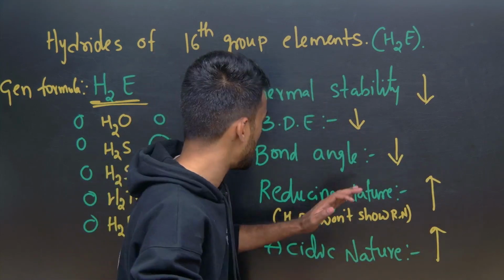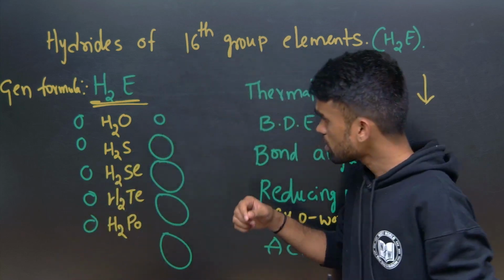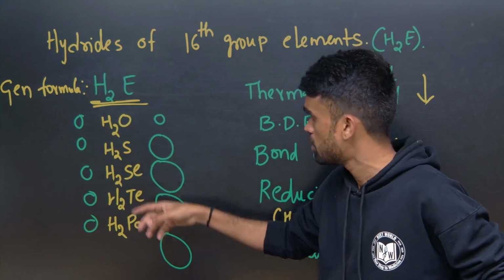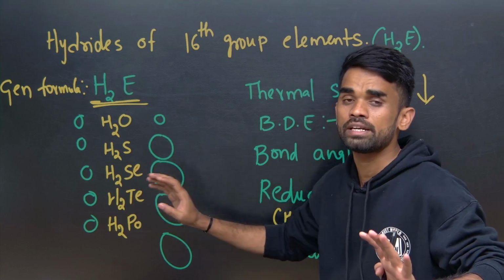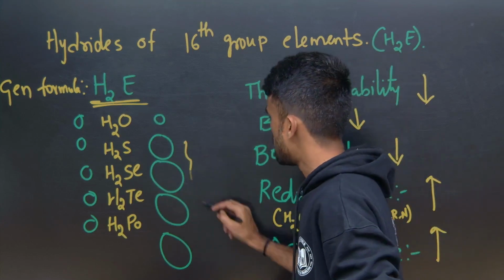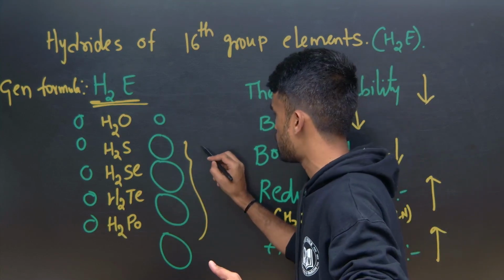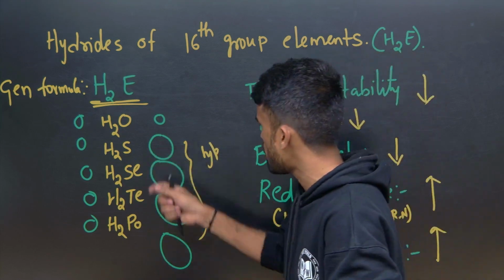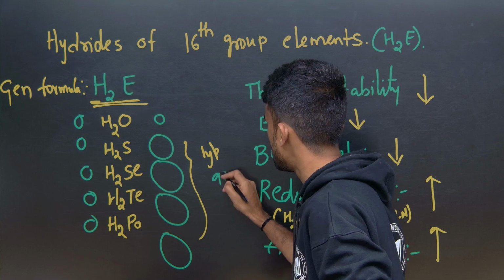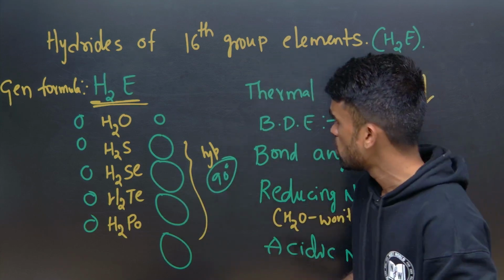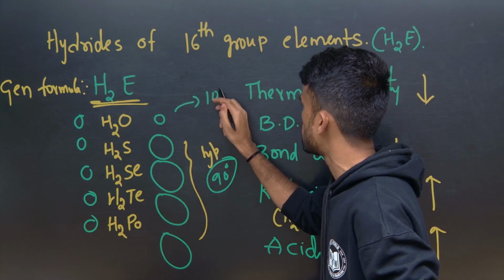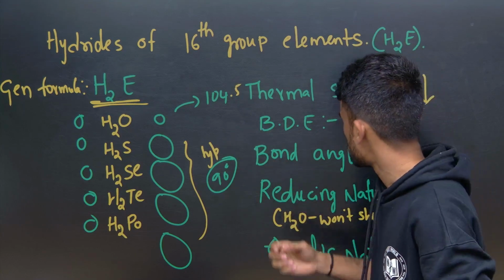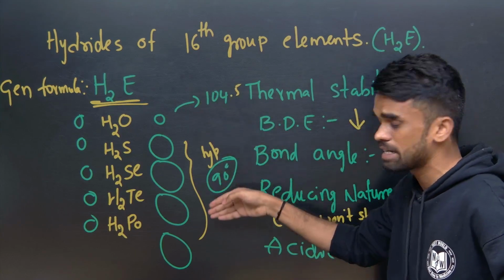Why is it so? Let us understand here. See, except water, H₂S, H₂Se, H₂Te, H₂Po hydrides are considered to be Drago compounds. It means there is no proper hybridization. So their bond angles are in and around 90 degrees. I will show you the values. For water it will be 104.5 degrees, so this is what you need to remember. Therefore bond angle is decreasing down the group.